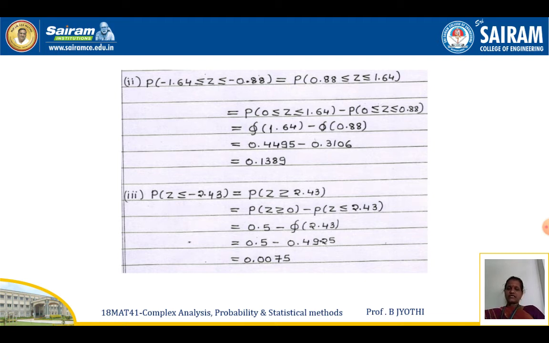Similarly, when z is lesser than this one, again z greater than 0, minus this one we have to take. So 0.5 minus this we get it. When we subtract, 0.0075 we are getting it.